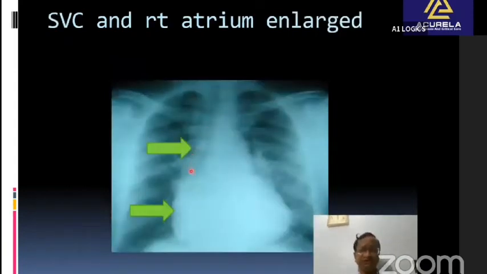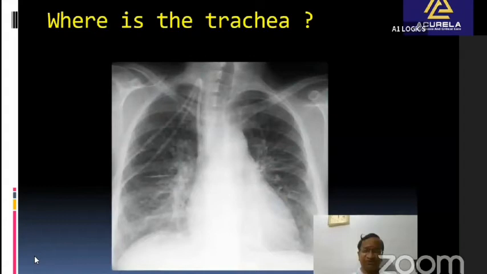Now here you can see the first one. SVC. Area of the innominate? Right atrium. The SVC is also slightly prominent and the right atrium is enlarged. If you want to see. Now mediastinum is over.